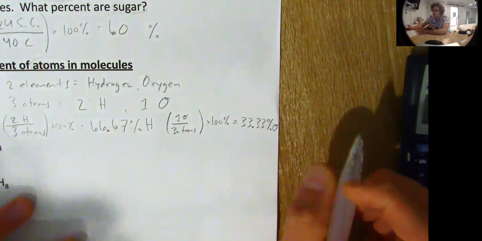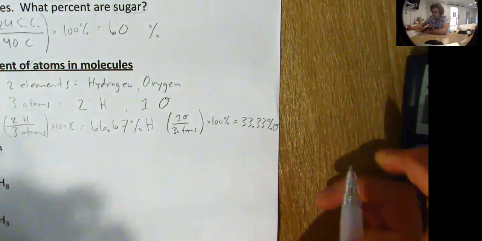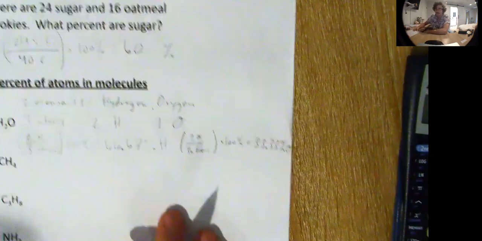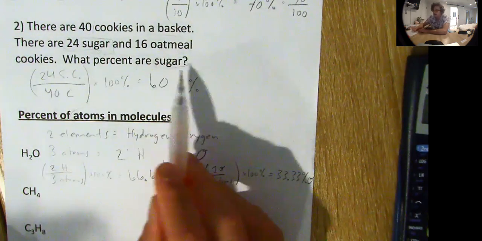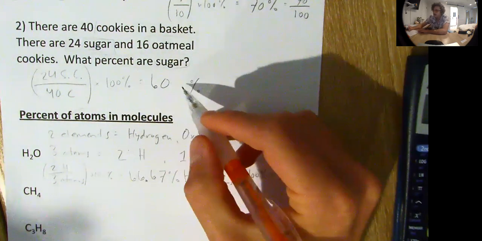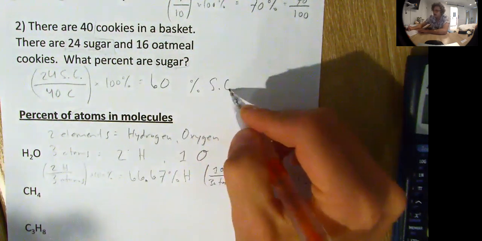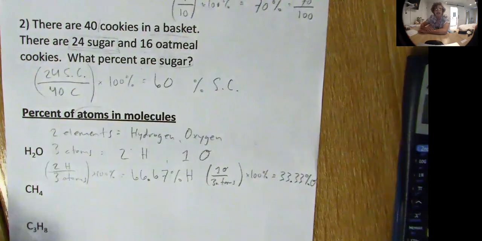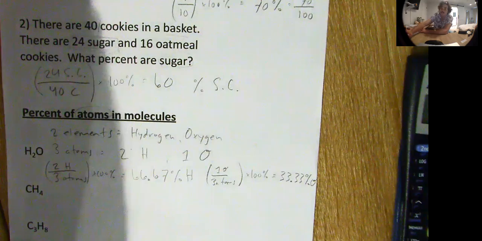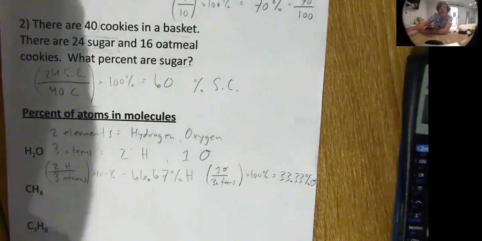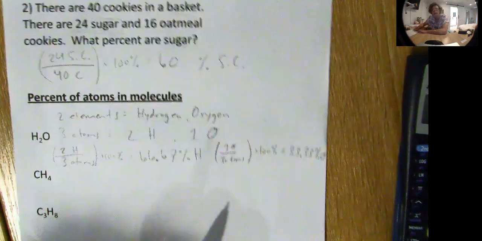So very important that we put the units. So for example, I forgot to put the units up here in this problem. The units are 60% sugar cookies. Okay, important that you put the units. It's so important that I grade you on it, and I take off lots of points if you forget the units because they're very important in chemistry class.